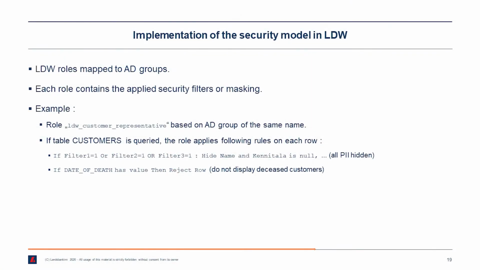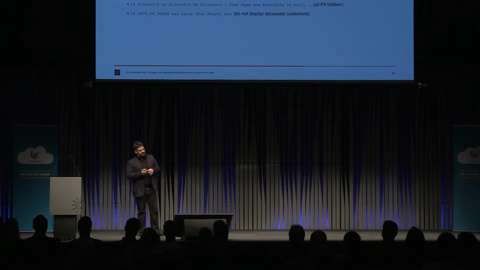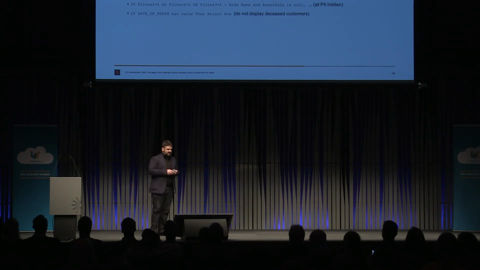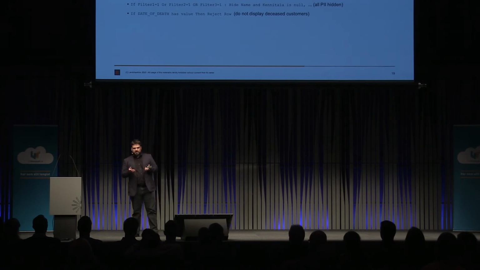So I will go a bit technical here. How has it been implemented in our logical data warehouse? In our data virtualization platform, you can create roles mapped to AD groups. And each of those roles contains filtering and masking capabilities and rules. Let's say we have a customer representative, so he is mapped to the same role.